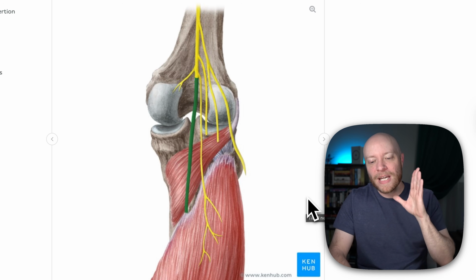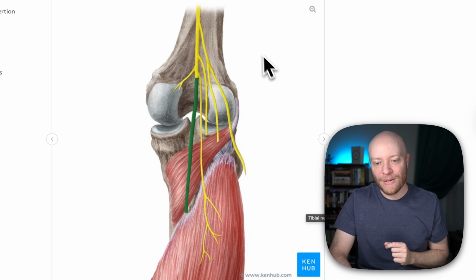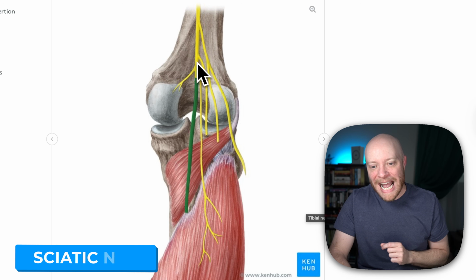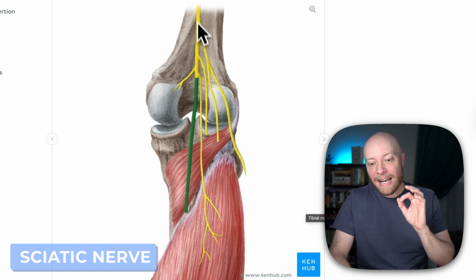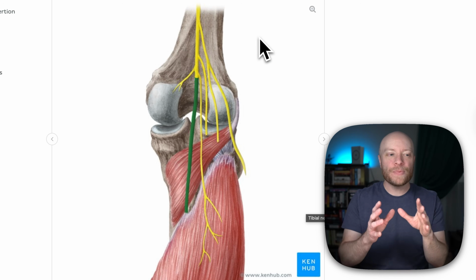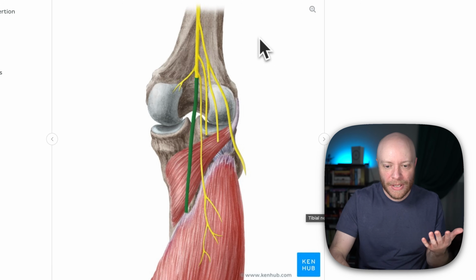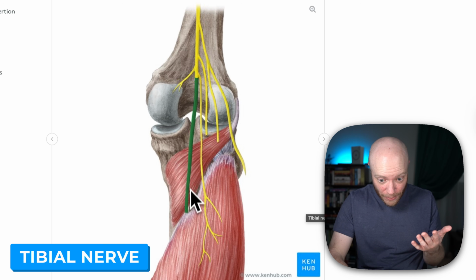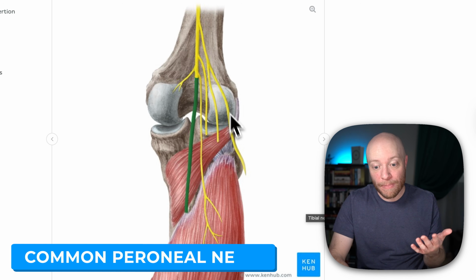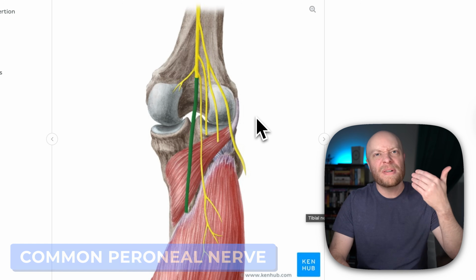But regardless, we're looking at a posterior view here, and we can see the sciatic nerve. The sciatic nerve is really two nerves wrapped together. One of them is called the tibial nerve, which we can see here, and then the other is going to be the common peroneal nerve or common fibular nerve.